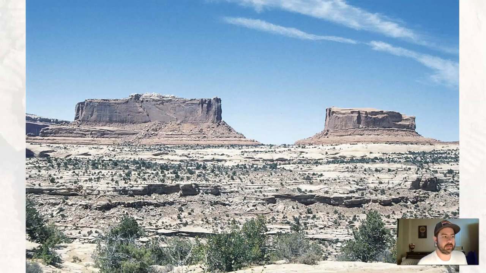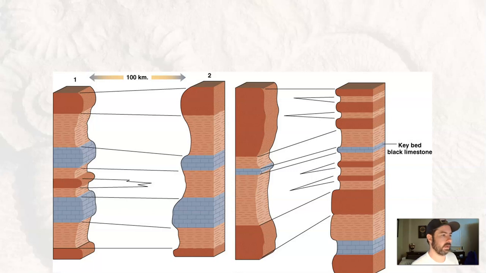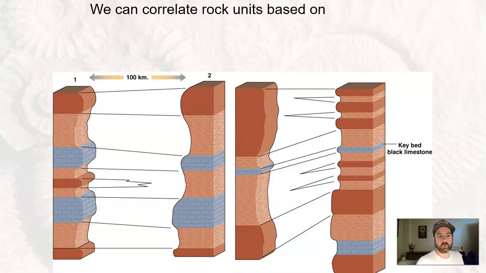For example, imagine these two. So this layer of rocks is the same as this layer of rocks over here, and the correlation of lithostratigraphic units, such as formations, traces rocks laterally across gaps. So that rock over there is the same as that rock over there. Just litho, rock, stratigraphy, layers. That rock layer is the same as that rock layer over there. It's lithostratigraphic. We can correlate rock units based on, again, the composition.